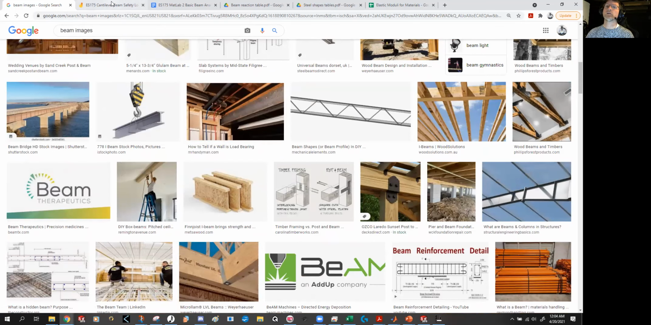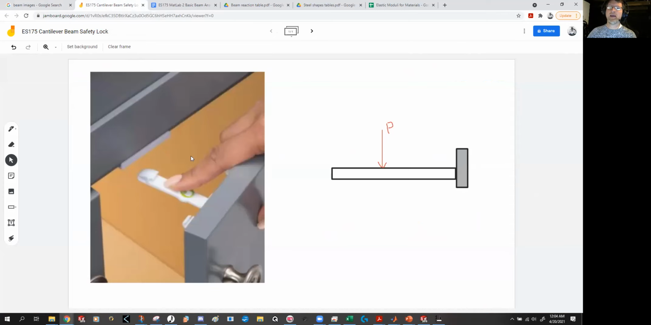Beams don't necessarily have to be used in some kind of construction space like you're seeing all along here. It might be the most common reference, but that's not necessarily true everywhere. You can sometimes have beams made out of plastic, even in a cabinet safety lock. So right here is a beam. It's a cantilever beam with a force pushing down on it, and it is firmly affixed in this location, just like we saw earlier in class a few weeks ago.